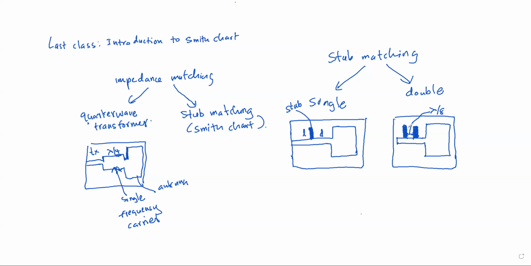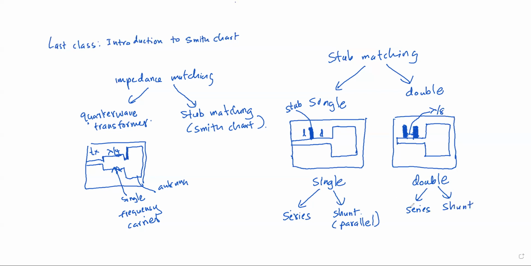Furthermore, each of the stub matching, single or double, we can again divide into two parts. The single stub matching, we can divide into two parts called series stub matching and shunt stub matching. Shunt or parallel. The word shunt means parallel, right? If you don't know, you can get it clarified. So every type of matching, single or double, we can divide into two: series stub matching or shunt stub matching.